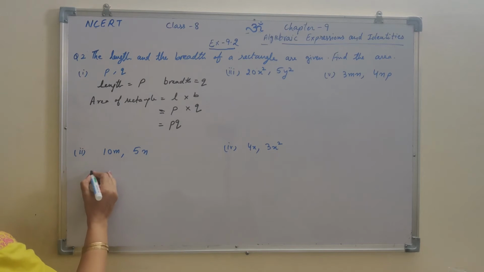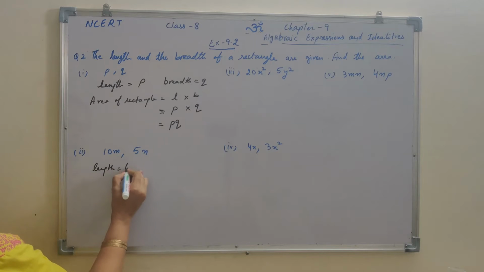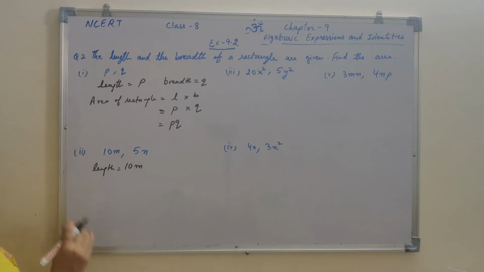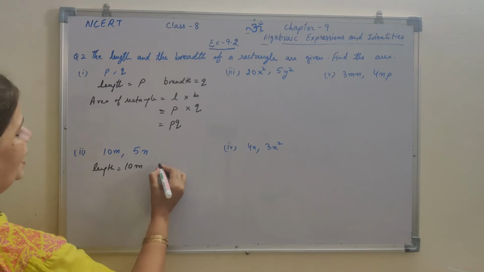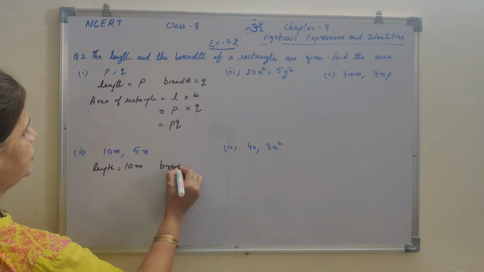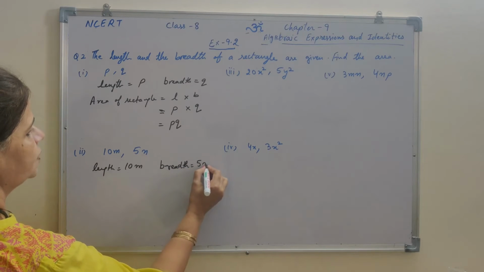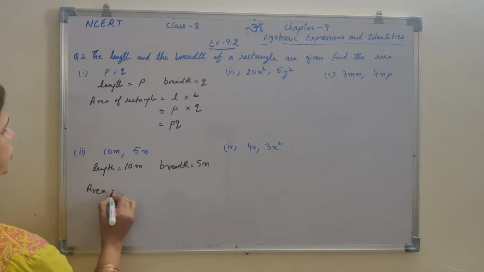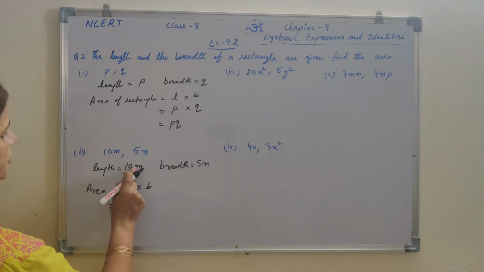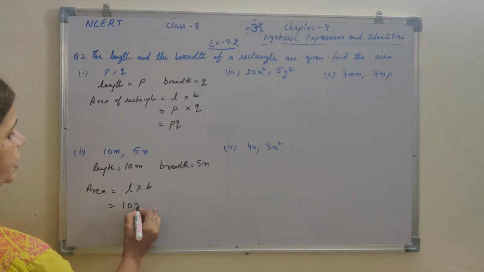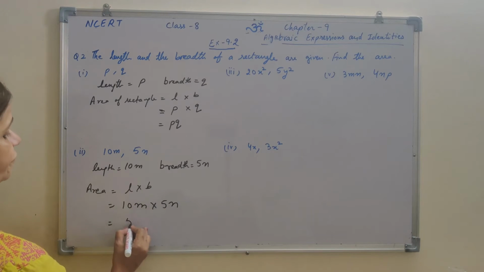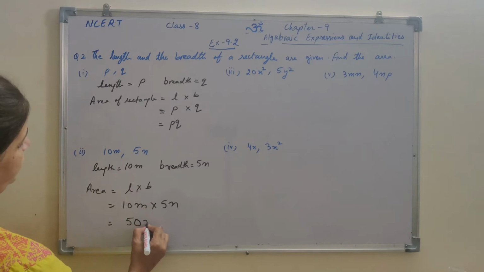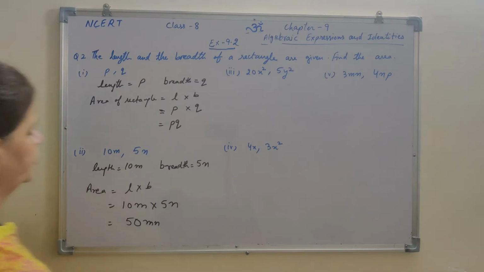Now see next, here the length is 10m. Units are not given. It is a monomial expression 10m, and the breadth is 5n. So we find out the area, which is L multiply B, that means length multiply breadth, that is 10m multiply 5n. 10 into 5 is 50 and m into n is mn. So the answer is 50mn, right?